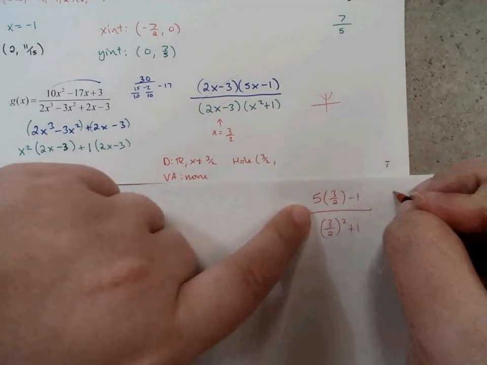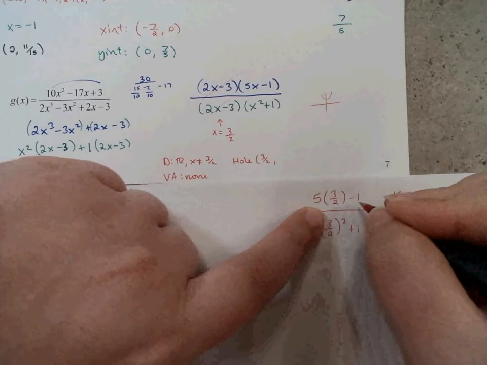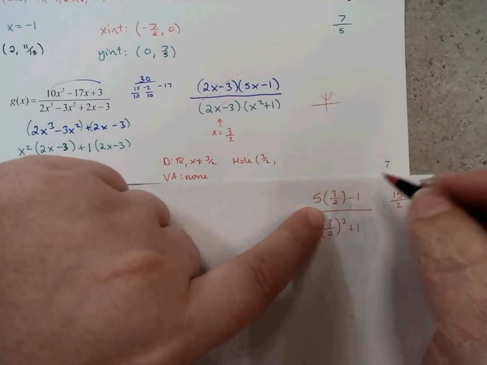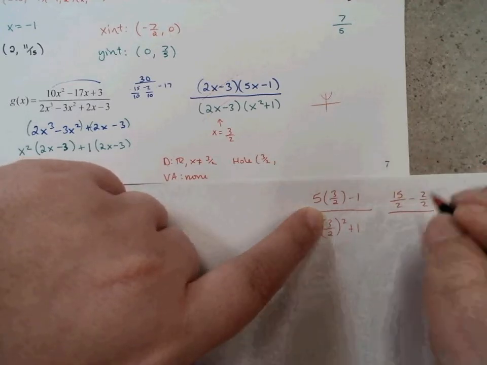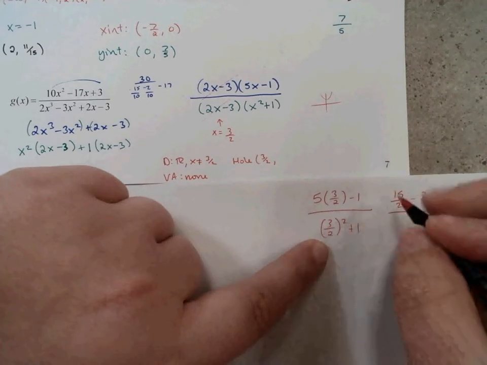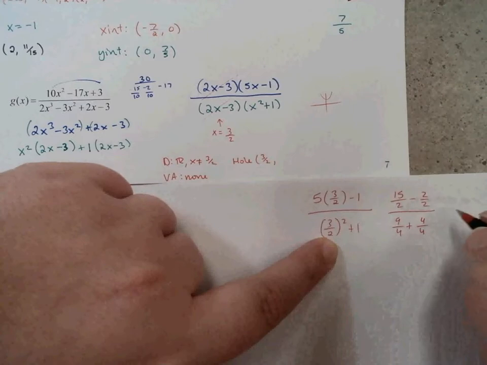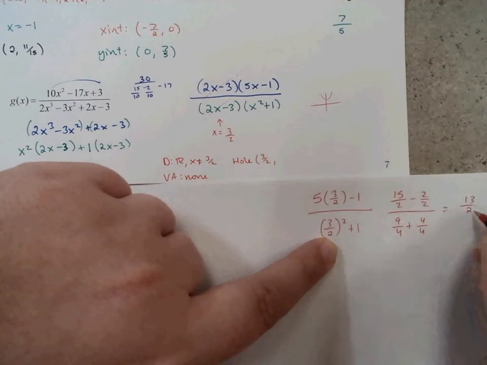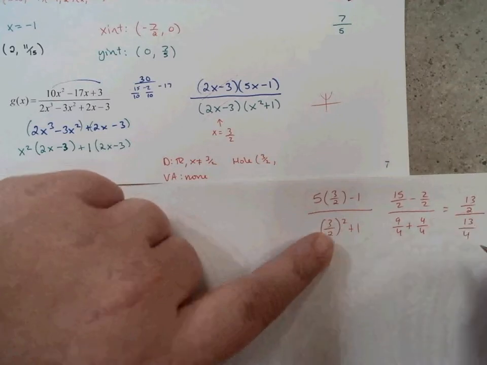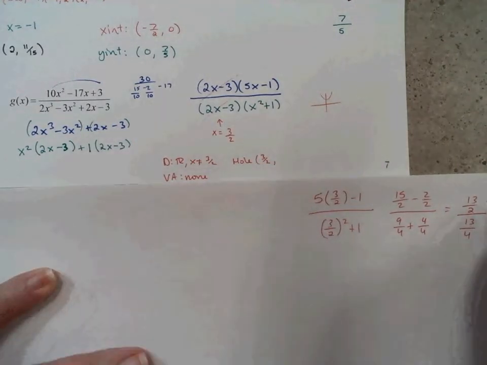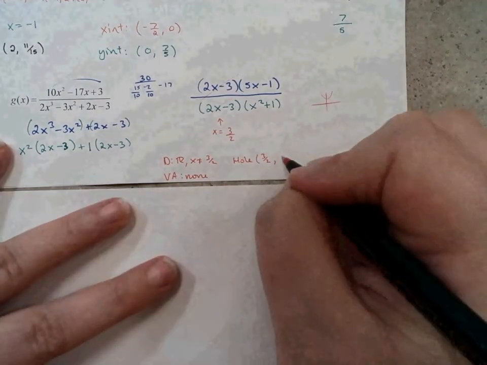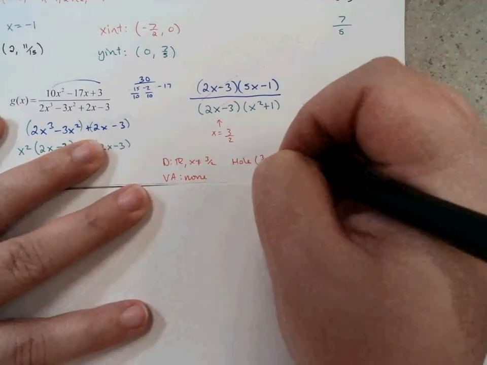So 15 halves minus 1, common denominator, is 2 halves. And then that's 9/4 plus 1, 1 is 4/4, common denominator. So I've got 13 halves divided by 13/4, right? Interesting. So when you multiply by the reciprocal, 4/13, you're left with 2. Well, that worked out nicely.